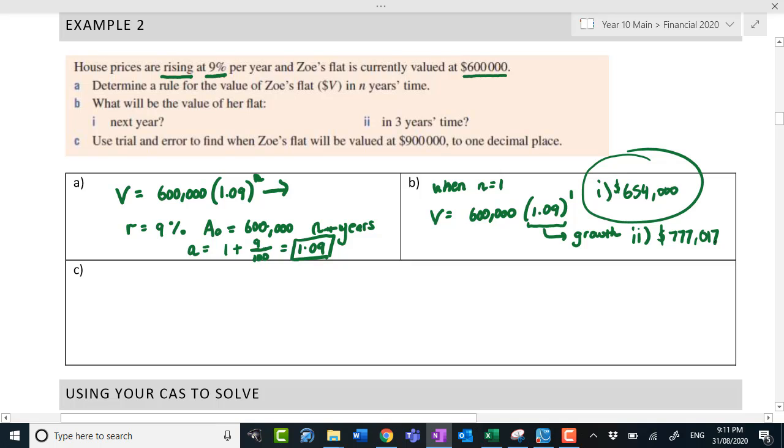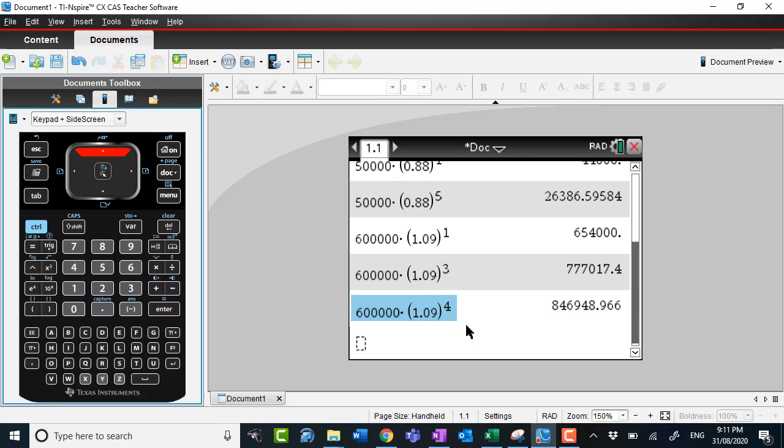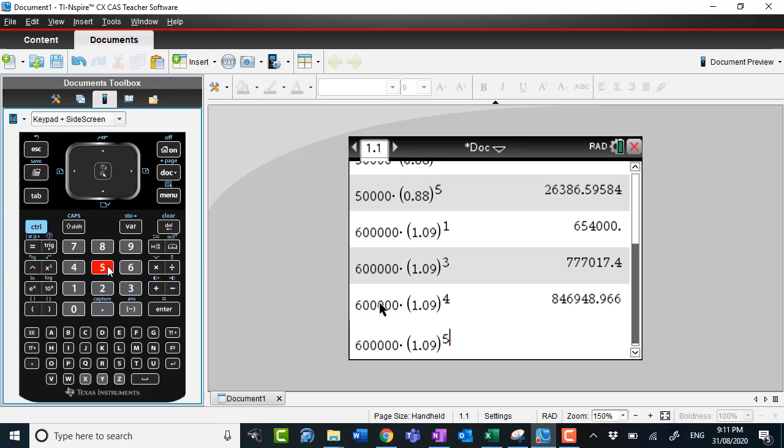All right. Now it says use trial and error to find when Zoe's flat will be valued at 900,000. Of course, with trial and error, we can throw in different numbers. We know that after 3 years, the flat's going to be worth 777,000. So what we could do is work out what it is after 4 years, after 5 years, and see if I get it higher. We want to work out where it's 900,000. So let's try this after 4 years. Now we're getting closer. Let's press enter, and then change that to the power of 5.